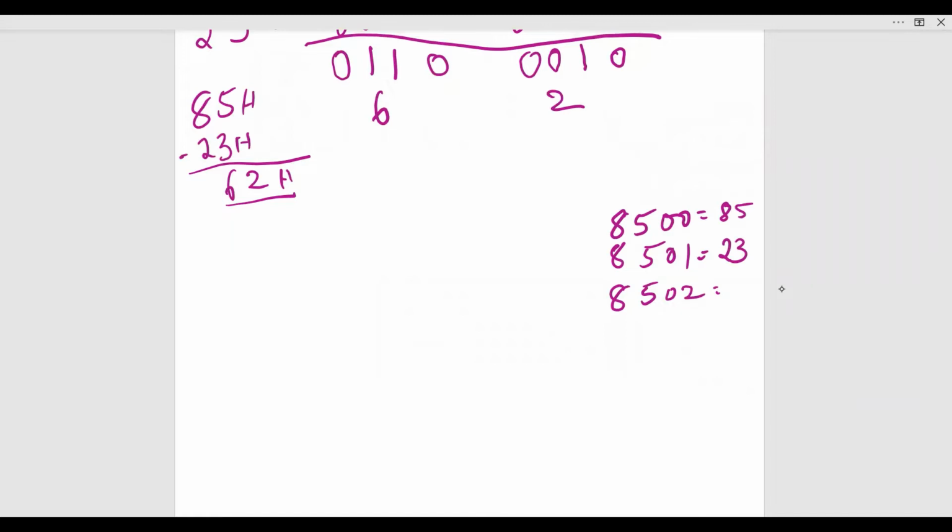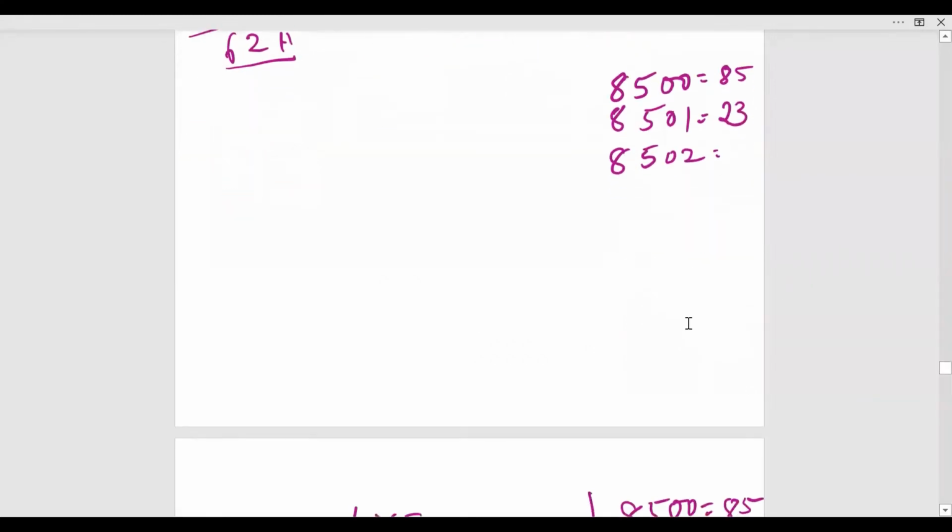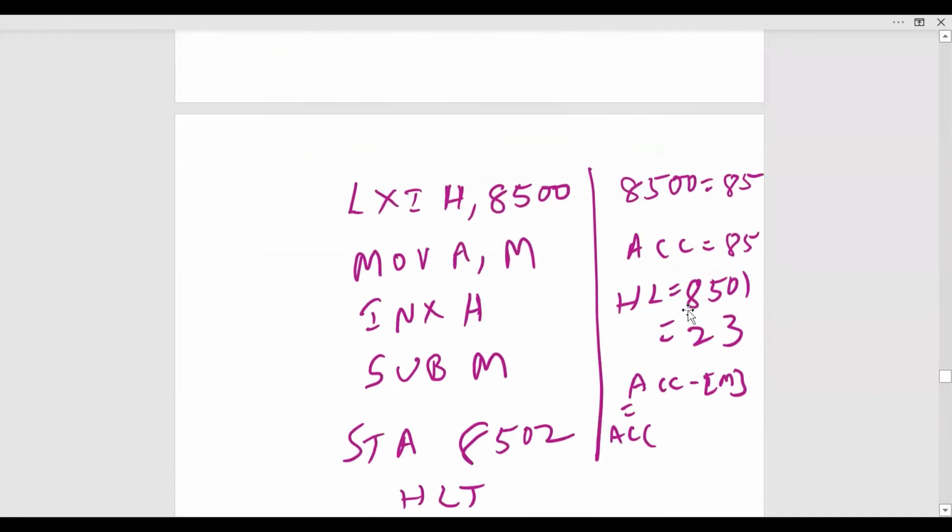So the first data is in 8500, that is 85, and the next memory location 8501 contains the second number, 23, and the result I want to place in memory location 8502. Now initialize immediately the HL pair with 8500. Now the HL pair points to the memory location where the data is available.